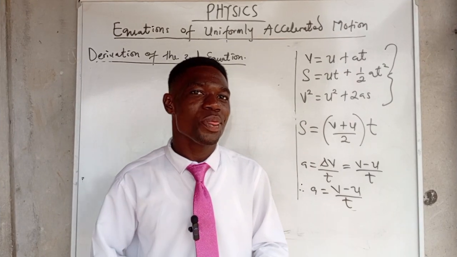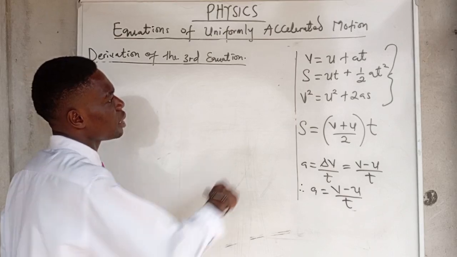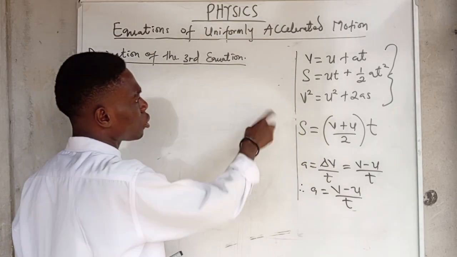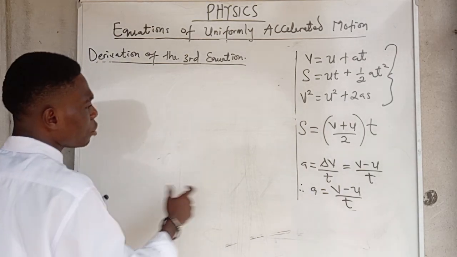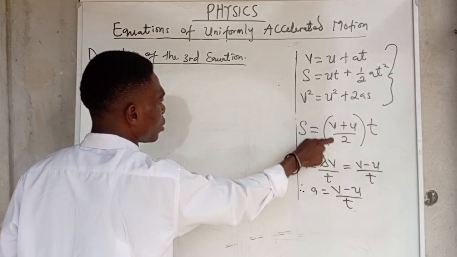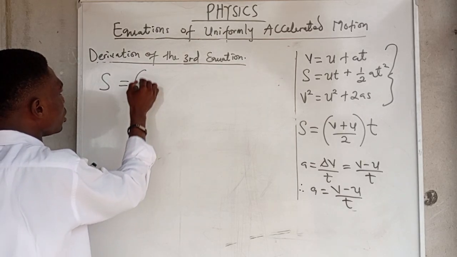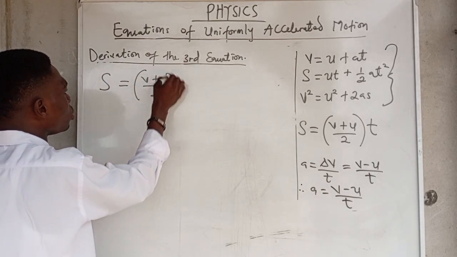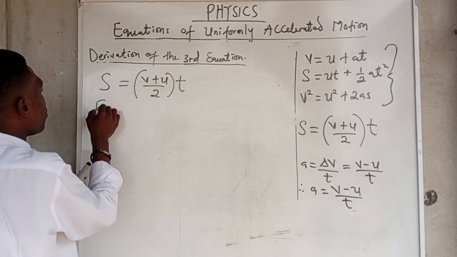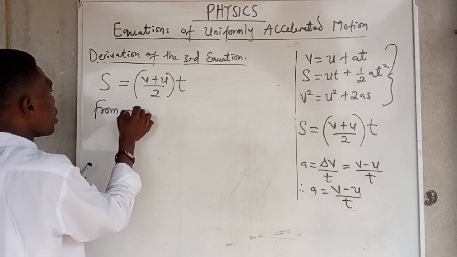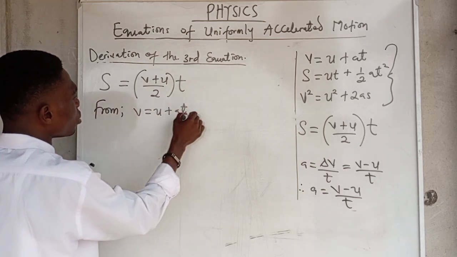All right, now we are going to derive the third equation. Remember, I've derived this in the course of deriving this one. Okay, I've derived this. Are we together now? Now I'm still going to derive this third equation, this one, from this as well. So I'm going to write that distance is equal to average velocity, v plus u over 2, times time.